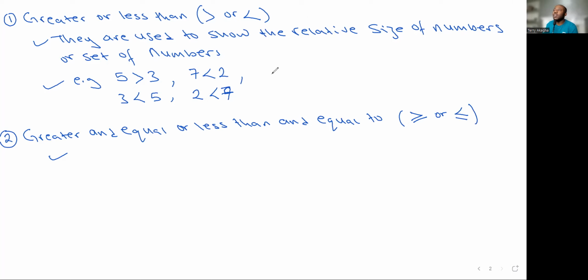So if, for instance, we say, e.g., x is greater than 7. That means it is any other number above 7, but 7 is not part. Is that okay? 7 is not part. But this is different here. In this case, if you have x is greater or equal to 7, that means 7 also is part of the solution. Is that okay? So I'm going to write this down.